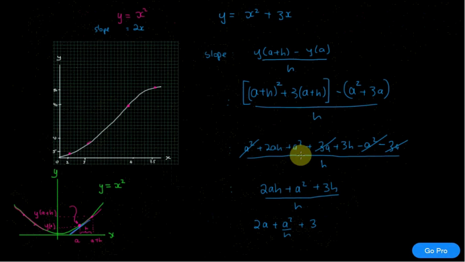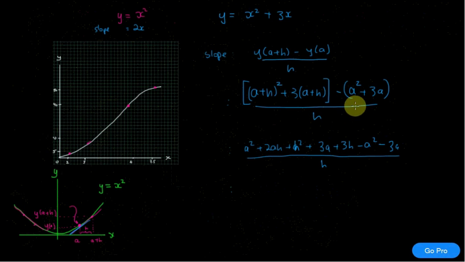I just want to make sure that, oh wait, silly mistake. I was wondering why this isn't working out. This a squared over here is meant to be an h squared. So this is meant to be an h squared. I'm sorry, hopefully I didn't confuse you guys too much. So I have a 3a, I have a minus 3a, I have a squared, and I have a minus a squared. So I have 2ah plus h squared plus 3h, all of that over h. So now I can factor out the h.